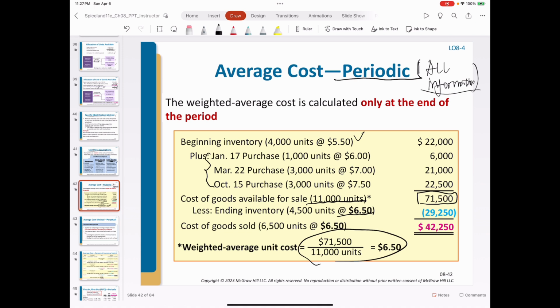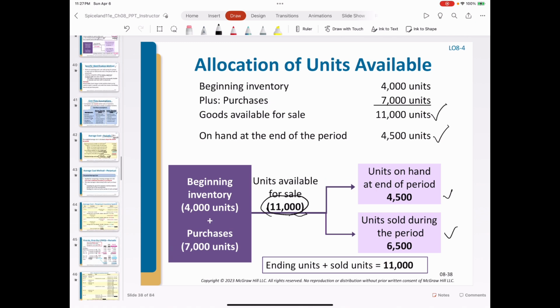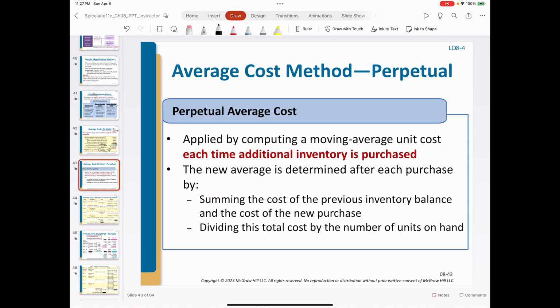So when we calculate the ending balance of inventory, we just use this average cost multiplied by the number of units that are left, which are unsold. The inventory that is unsold was 4,500. Units sold 6,500. We just multiply them by $6.50. Then the ending balance of inventory is 29,250. The difference of these two is cost of goods sold. We only have one average. The reason is because of the periodic inventory system.